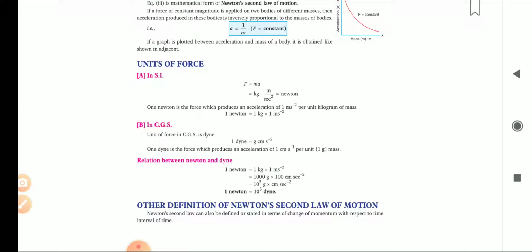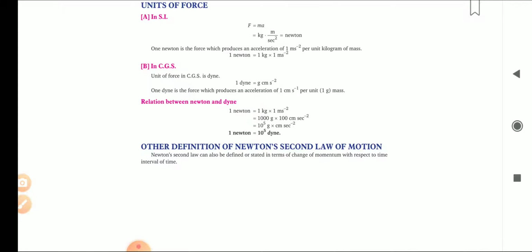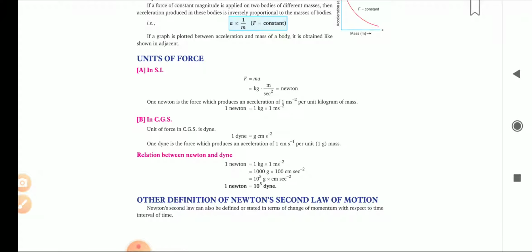So this is a very important and very basic relation, that is, 1 Newton equals 10 raised to the power 5 dyne. 1 Newton equals 10 raised to the power 5 dyne. Okay, so this is very important.